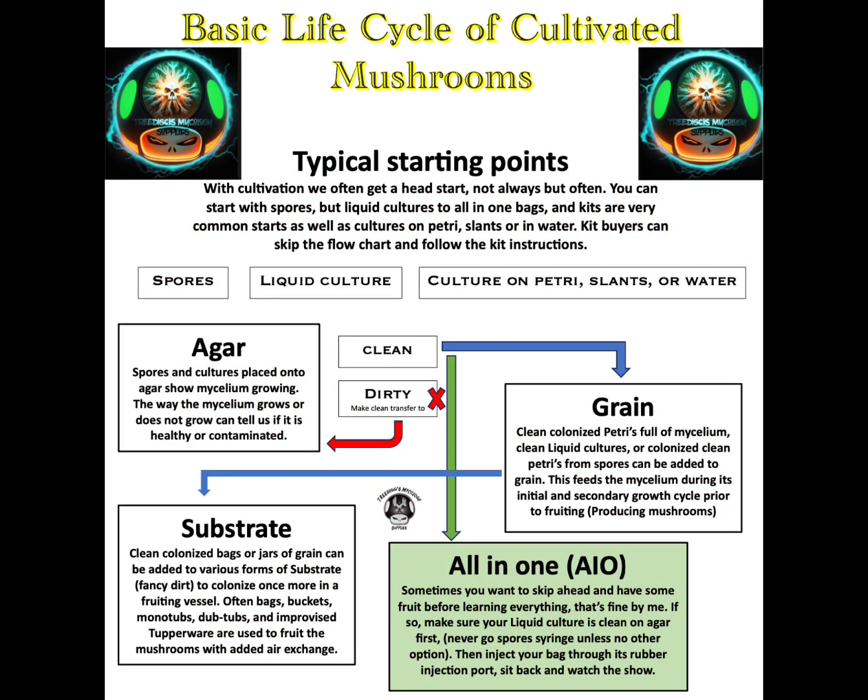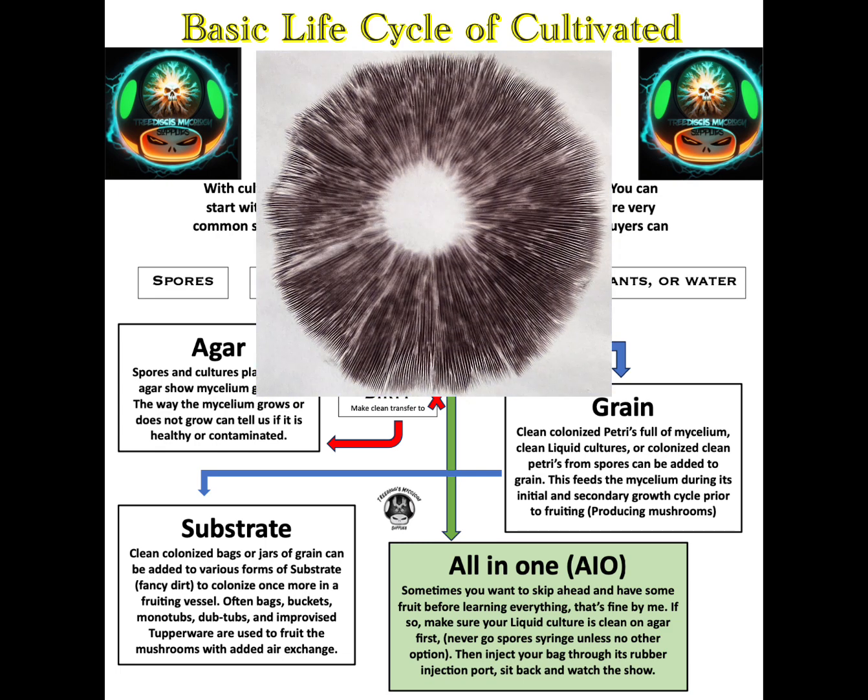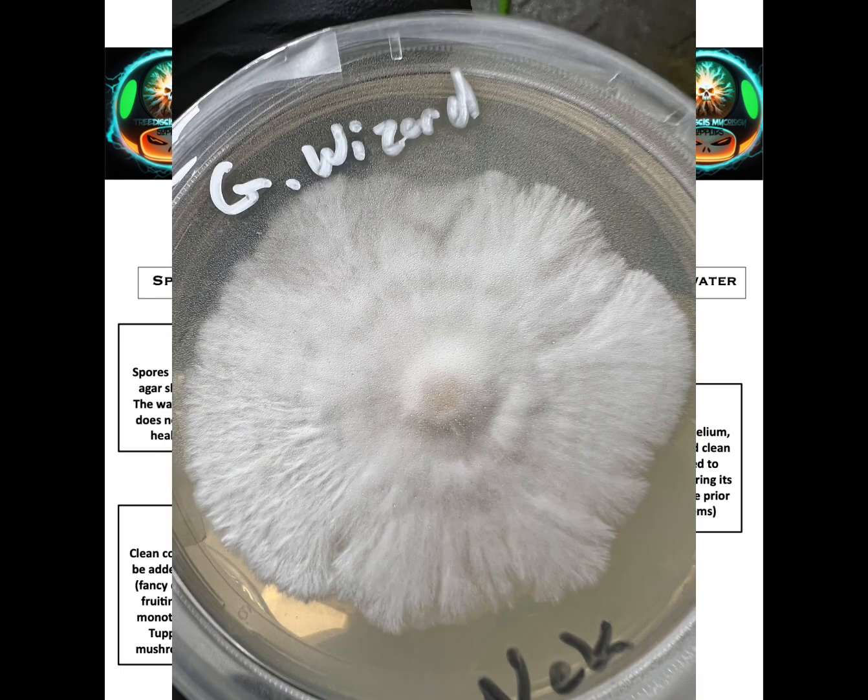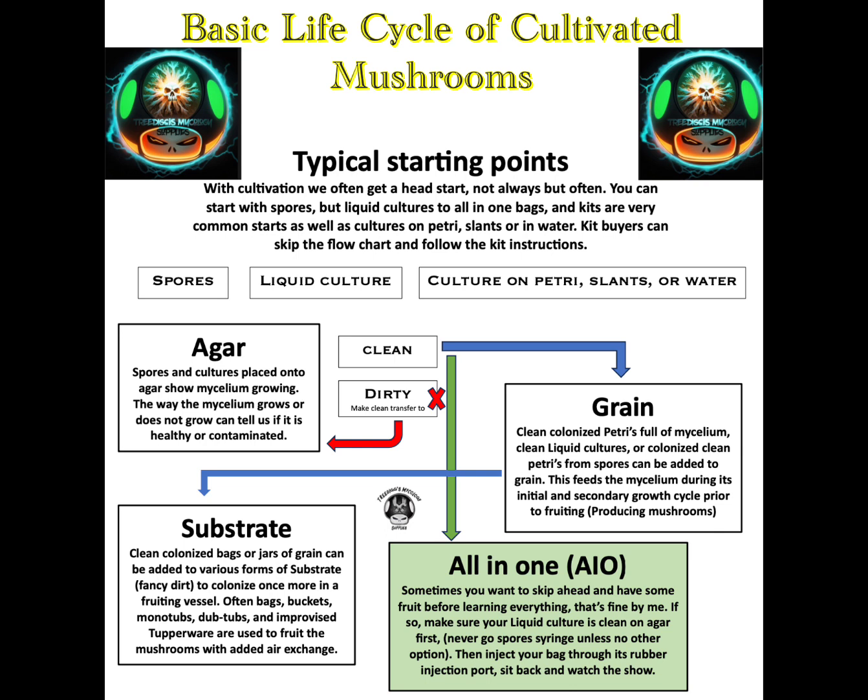Let's get down to it, because what you really want to know is the life cycle of that cultivated mushroom. So here we go. Now, your typical starting points are going to be spores, liquid culture, cultures on Petri, slants, or in distilled water. You can also buy yourself a kit. Those come in various forms, and you may in fact have an all-in-one bag. If you have a kit or an all-in-one bag, just follow the instructions. Hopefully they're good enough, and get that puppy done. Sit back and see it do its thing.